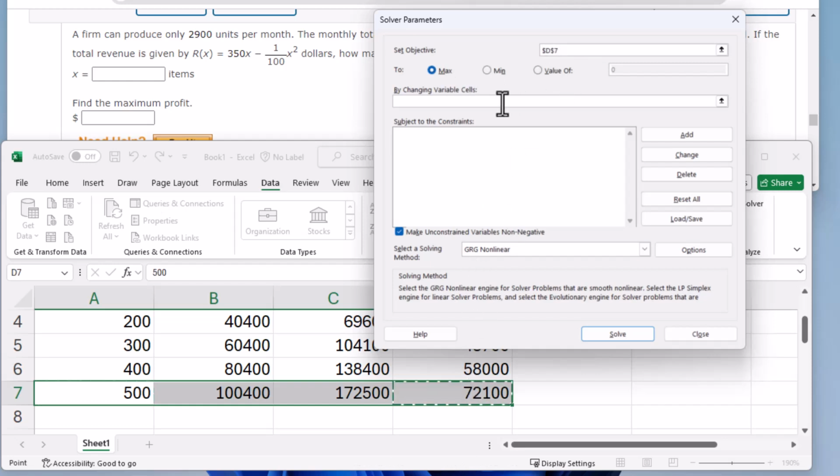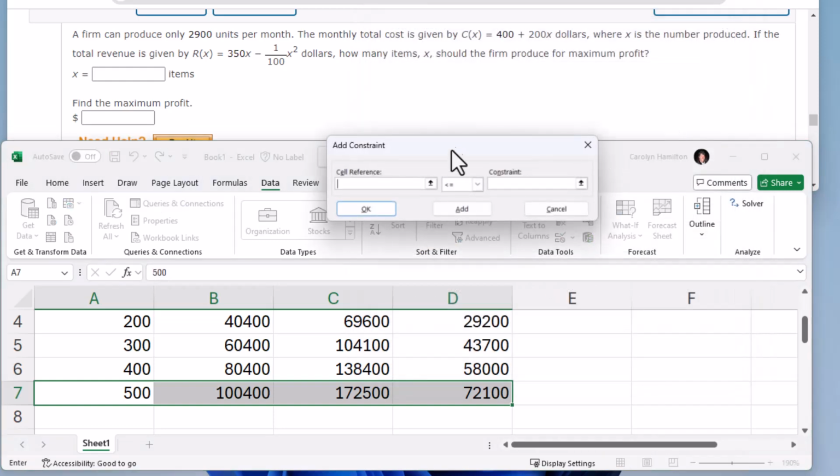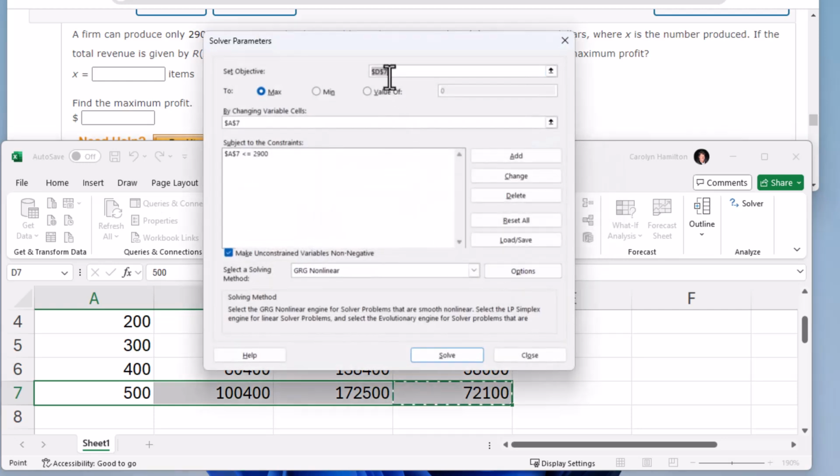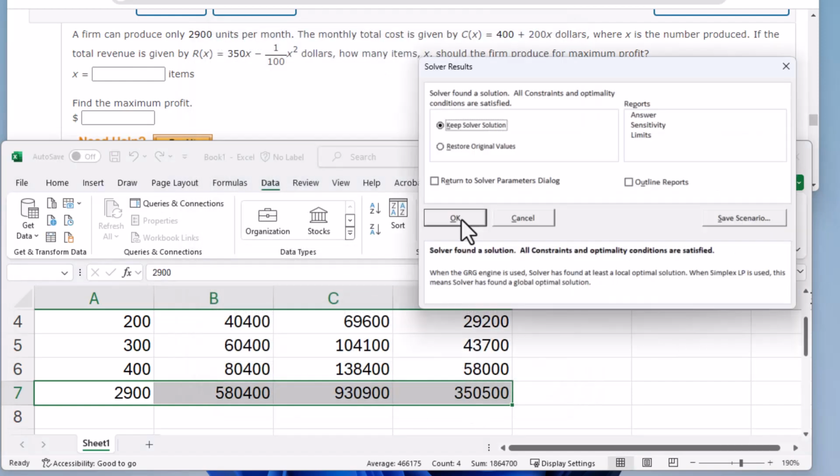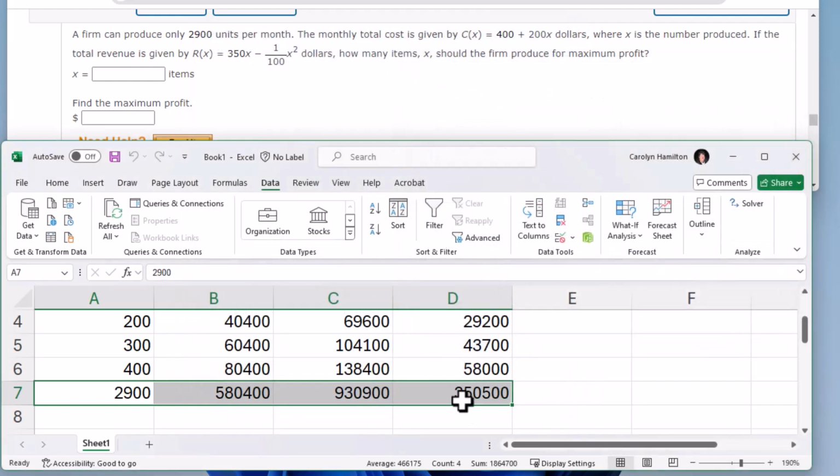Set that profit to a maximum by changing that number of units, subject to constraints. Okay, so my constraint will be that that number of units has to stay less than or equal to 2,900, was it? Yes, 2,900. Okay. So now I'm getting the max of the cell, changing the cell with a constraint, and solve. Looks like the maximum was at 2,900.